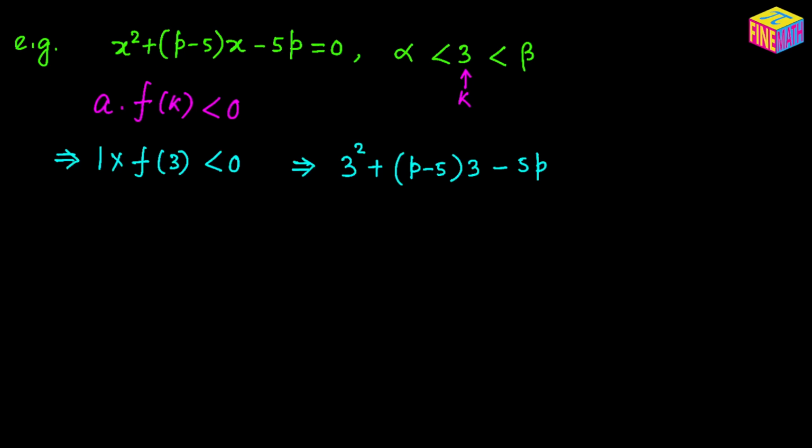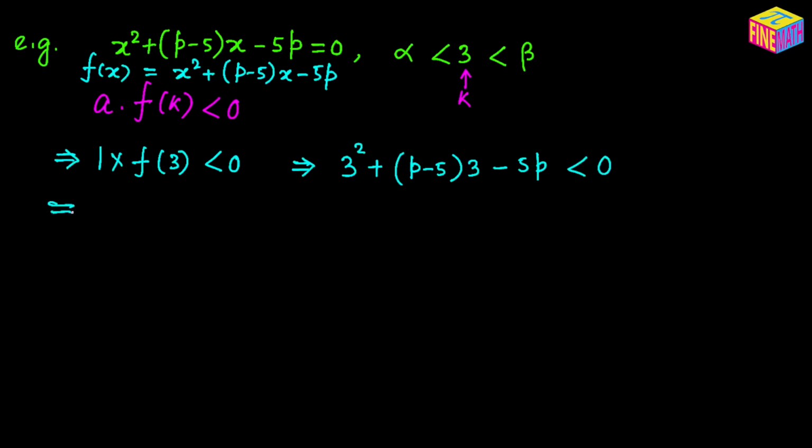From the given quadratic equation we can say, well, then f of x, we can assume that f of x is actually equal to x squared plus p minus 5 times x minus 5 times p, just the quadratic expression that should be considered as the function of x. So here then f of 3 would be 3 squared plus p minus 5 times 3 minus 5 times p, right? So this has to be less than 0.